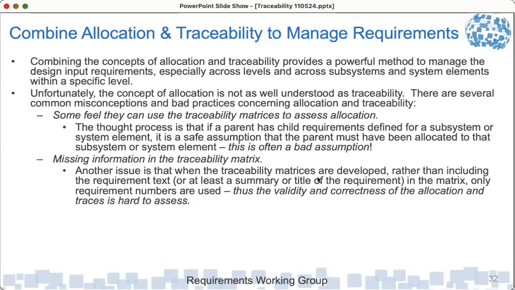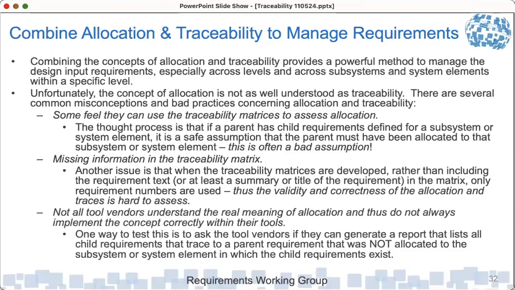Another issue is that when traceability matrices are developed, rather than including the requirement text like I showed in that one example, or at least a summary title, all the requirement numbers are used. And in SysML, only that little arrow was used. So when you're looking at those, how do you assess the validity and correctness of the allocation and traces? It's really hard to do this assessment without actually knowing what the text of the entities being linked together is. I find at a lot of conferences, not all tool vendors understand the real meaning of allocation and thus do not always implement the concept correctly within their tools.